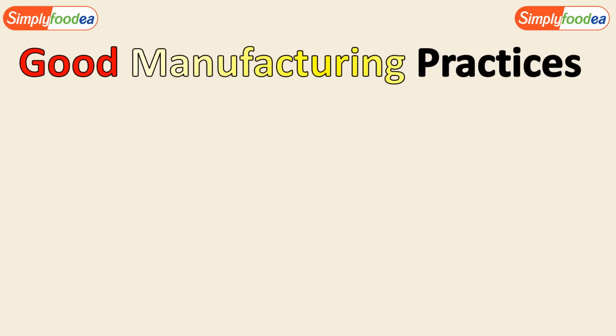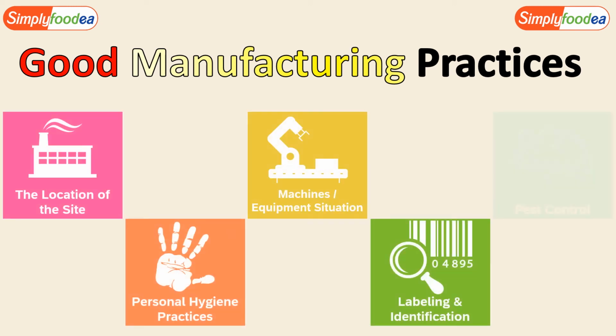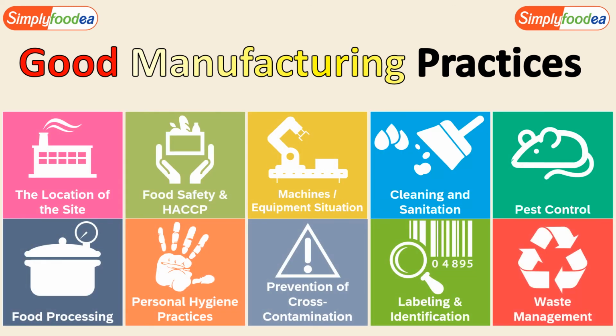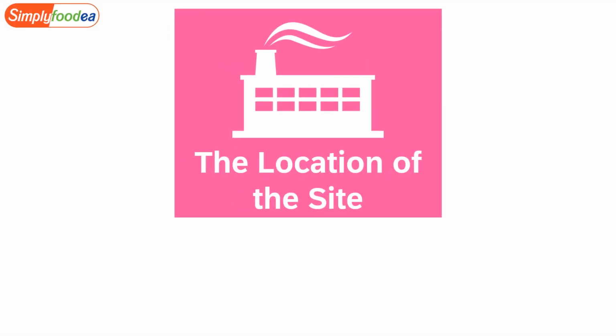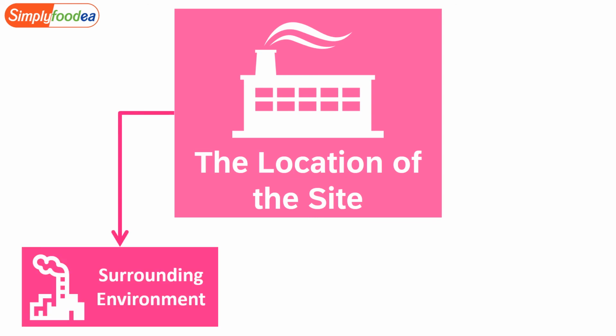Today we'll continue the explanation of the good manufacturing practices elements. As we have mentioned in the previous video, there are 10 main elements of the implementation of the GMP in any factory or any food factory. The location of the site is the first element, so we'll explain the surrounding environment and its impact on the location of the site, GMP requirement, and the risk assessment.